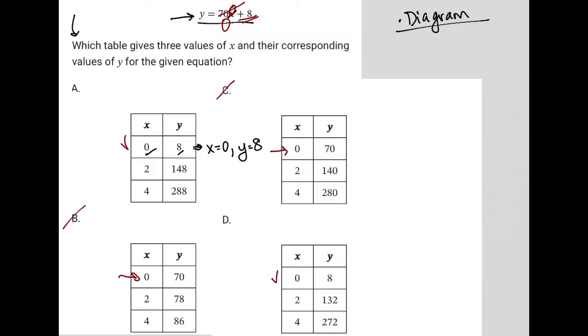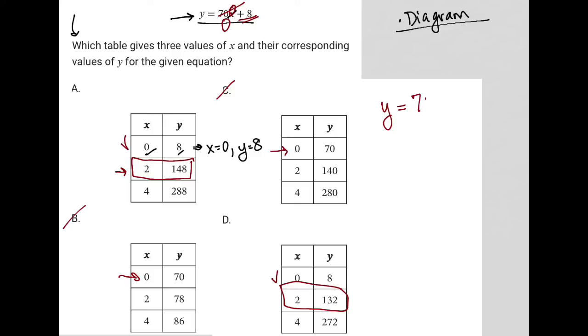So now we're going to move on to the next row because we see that the second row for choice A and the second row for choice D are different. So if I can figure out what's going on when x is equal to 2, that'll help me find the answer to this question.